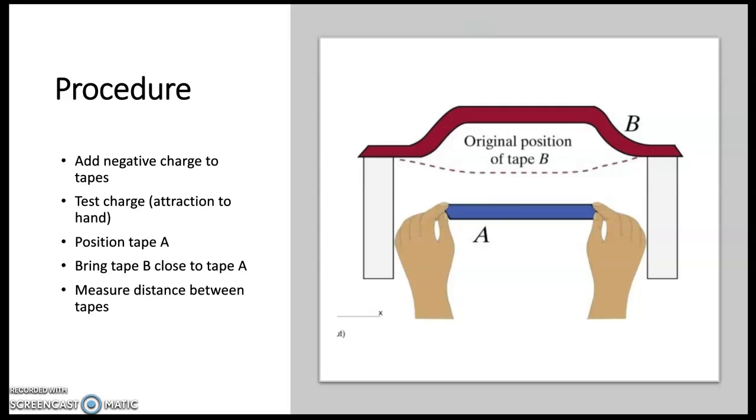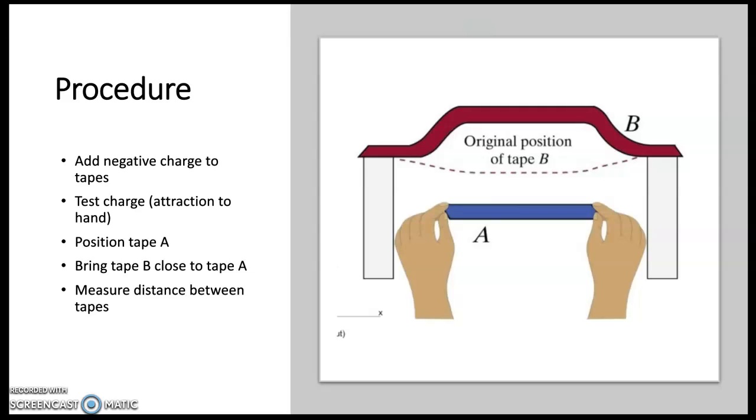Okay, the first step was to give each piece of tape their charge, which was done by removing it from a surface, leaving the removed piece of tape with an excess of electrons, which gave it a net negative charge. This was tested by bringing a hand close to the tape and seeing that they attracted, which means that there is a net charge on the piece of tape.